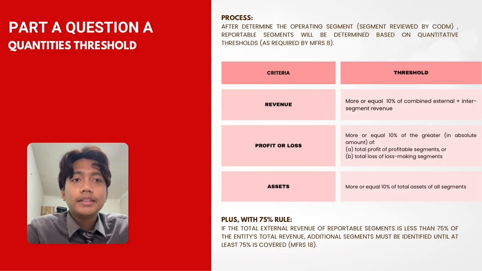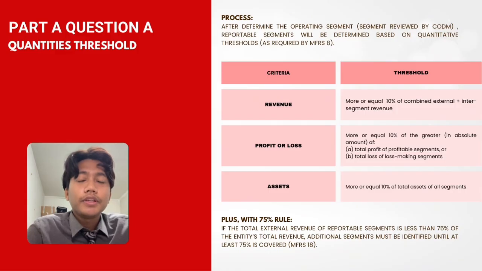And third criteria is assets. Threshold must be more than or equal to 10% of total assets of all segments. Plus, with the 75% rule, if the total external revenue of reportable segments is less than 75% of the entity's total revenue, additional segments must be identified until at least 75% is covered.